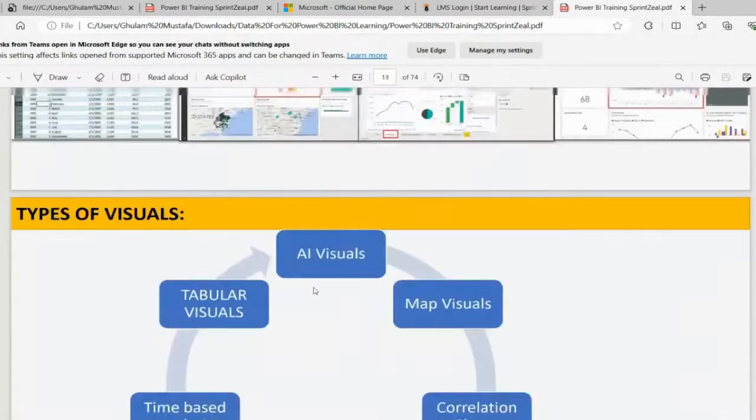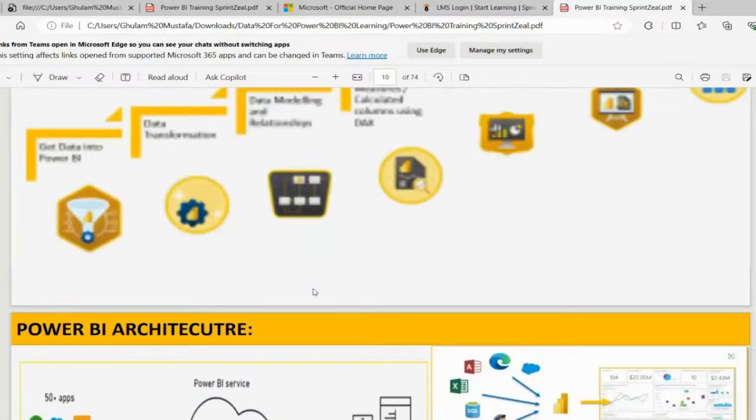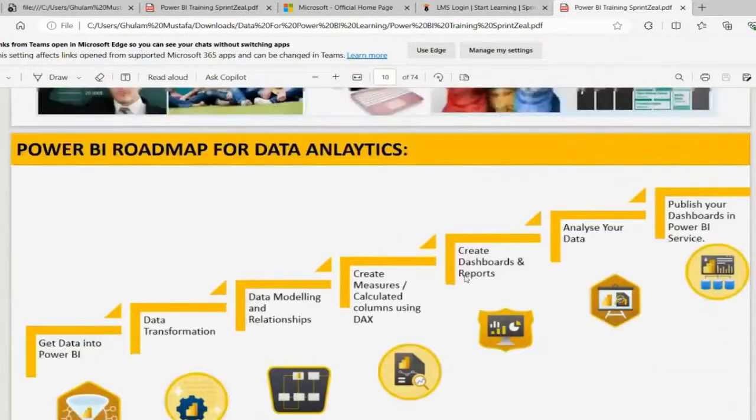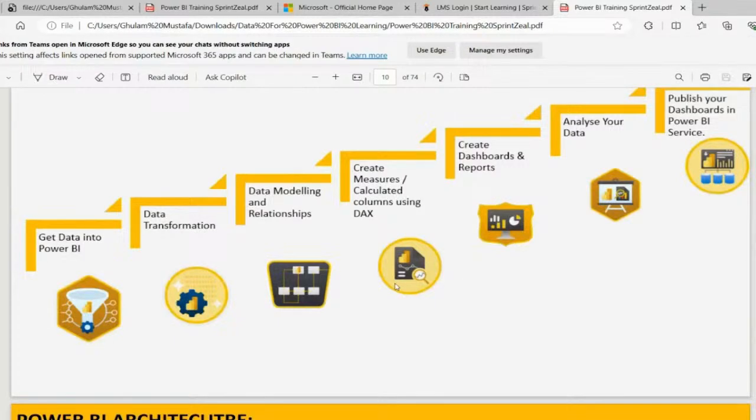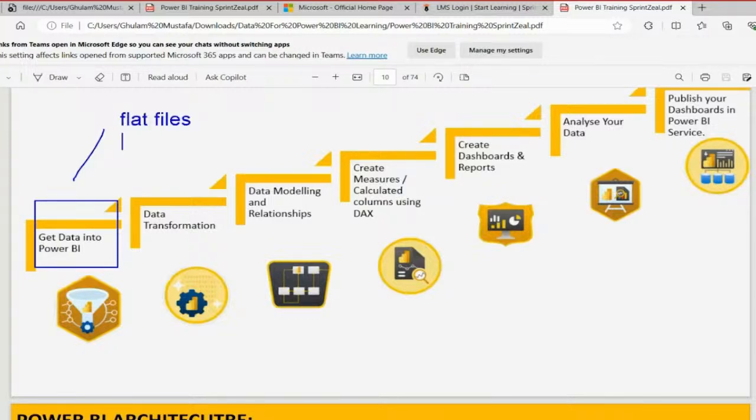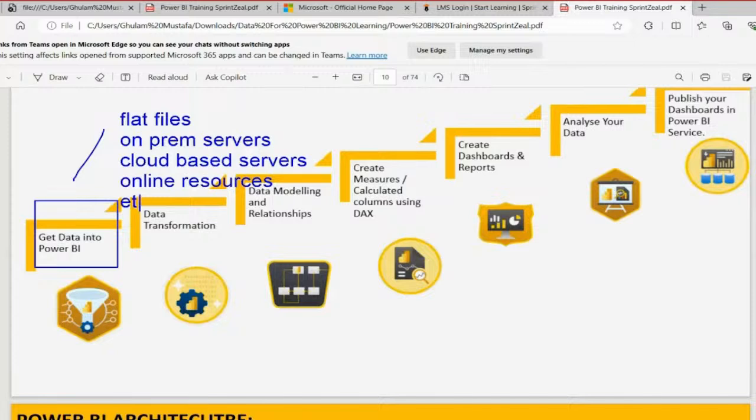But I can jump into Power BI to explain. I think Microsoft has given the possibility that you can pull data from anything. Exactly. And if I subcategorize those data sets, the first thing is flat files. We can get data from flat files. Second thing is we can get data from on-prem servers. On-prem means on premises, and then we can get data from cloud-based servers, and then we can get data from any online resources, etc. There are so many things that we can get data from. That's why I just mentioned almost infinite data sources.